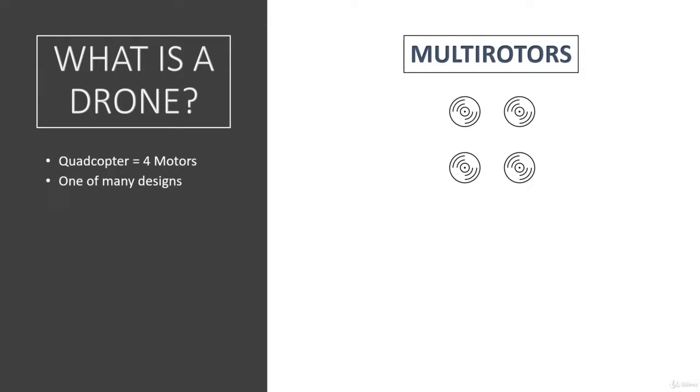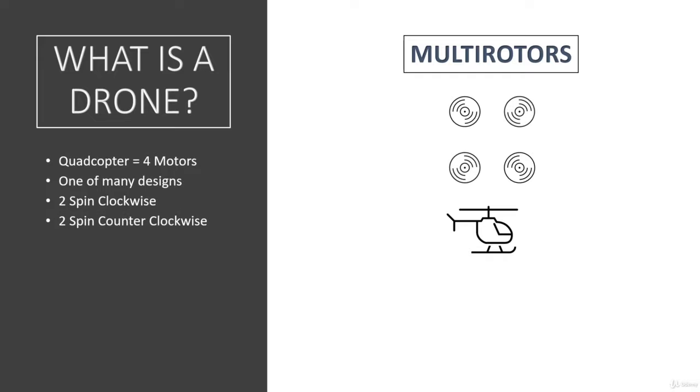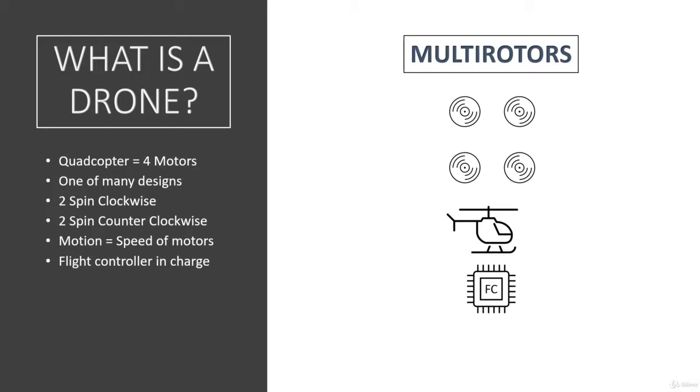It is one of the many drone configurations out there, and it has a lot in common with one of the most iconic flying machines, the helicopter. However, unlike the helicopter, the quadcopter uses 4 motors, 2 spinning clockwise and the other 2 spinning counterclockwise to provide balance. Motion is achieved by changing the speed of the motors, and everything is controlled by a tiny onboard computer called a flight controller. It tells the motors how fast to spin depending on the input from the onboard sensors and the pilot.